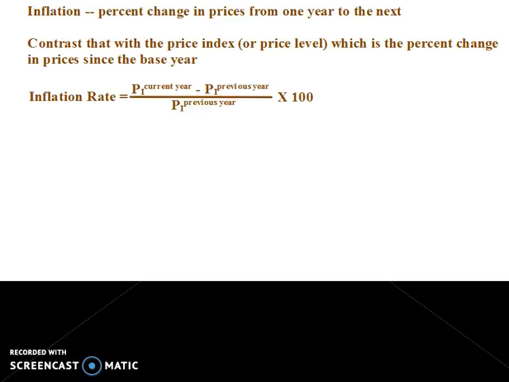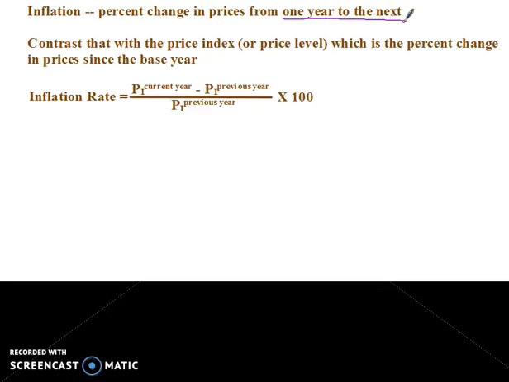On this podcast, we're going to continue to think about prices. On previous podcasts, we talked about price indexes, and now we're going to use the price indexes to calculate something that most people are more familiar with, and that is inflation. So first of all, let's define inflation. Inflation is the percent change in prices from one year to the next. So this is a one-year calculation when we're looking at inflation. It's a percent change in prices from one year to the next.